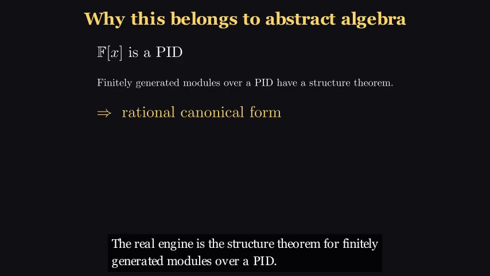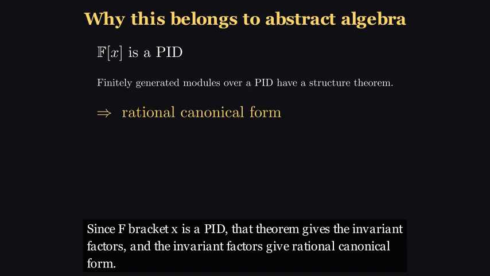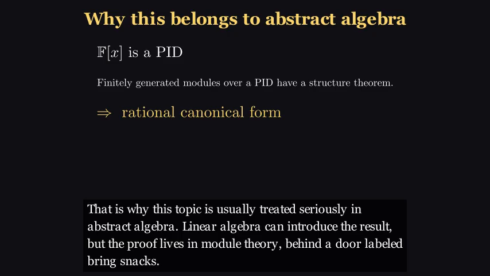The real engine is the structure theorem for finitely generated modules over a PID. Since F[x] is a PID, that theorem gives the invariant factors. And the invariant factors give rational canonical form. That is why this topic is usually treated seriously in abstract algebra. Linear algebra can introduce the result. But the proof lives in module theory. Behind a door labeled "Bring snacks."